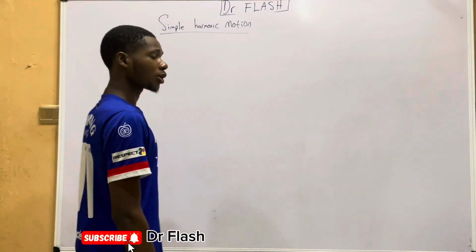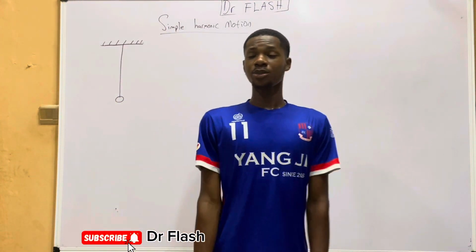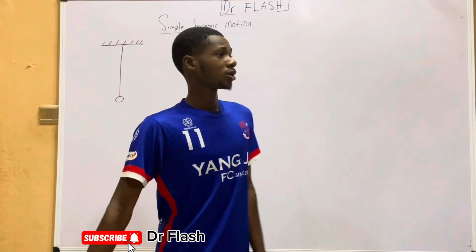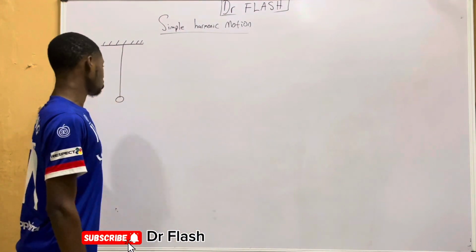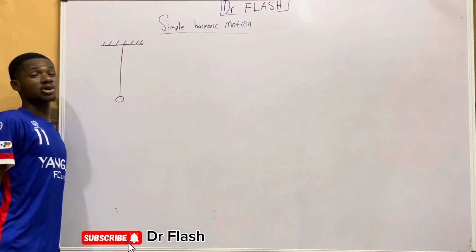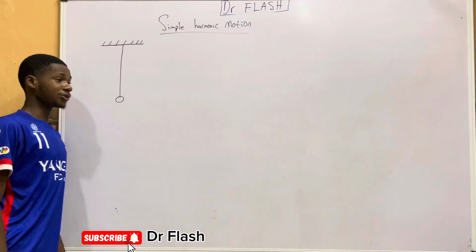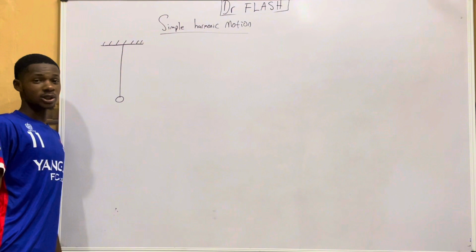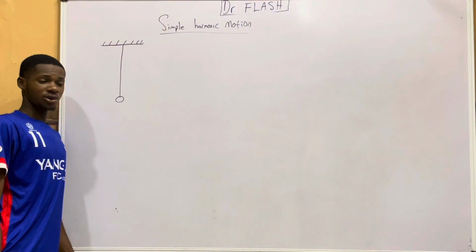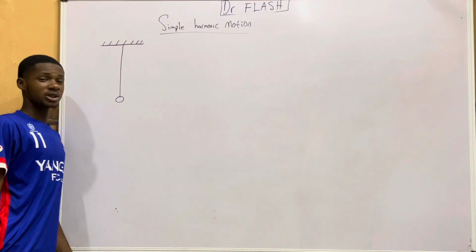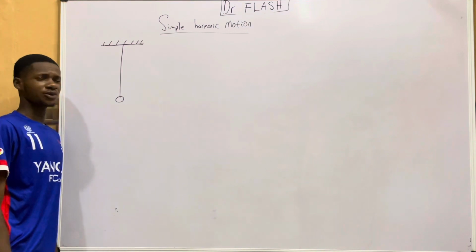In today's video, we're going to be talking about simple harmonic motion. We already know that simple harmonic motion is also known as oscillatory motion or vibratory motion, whereby a body moves to and fro, and there are certain parameters that come with it, like the period, the amplitude, the speed, velocity, acceleration, energy, and so on and so forth.